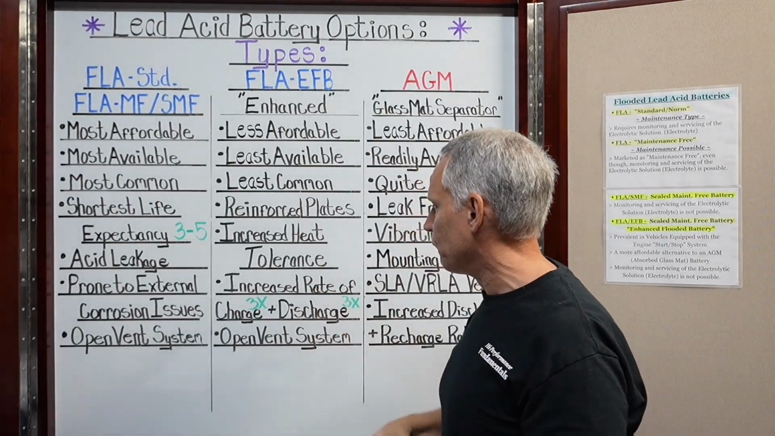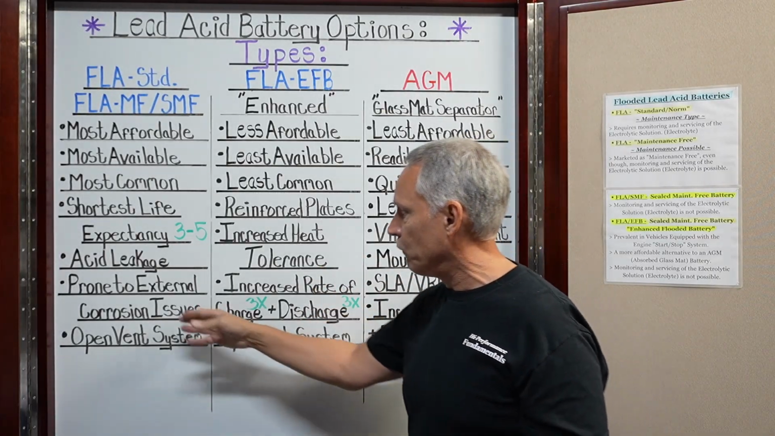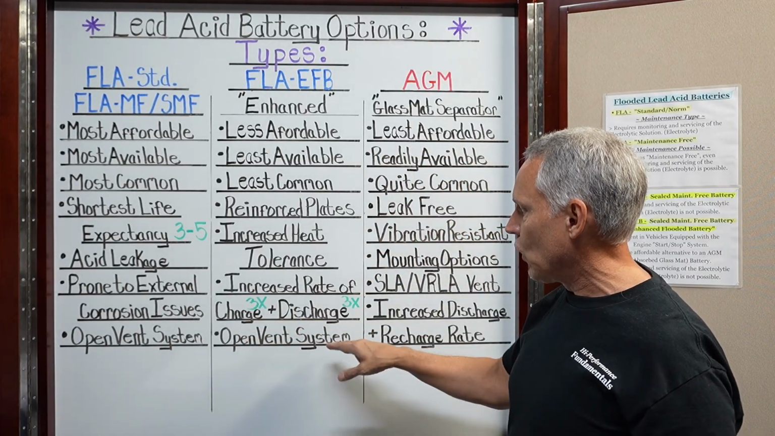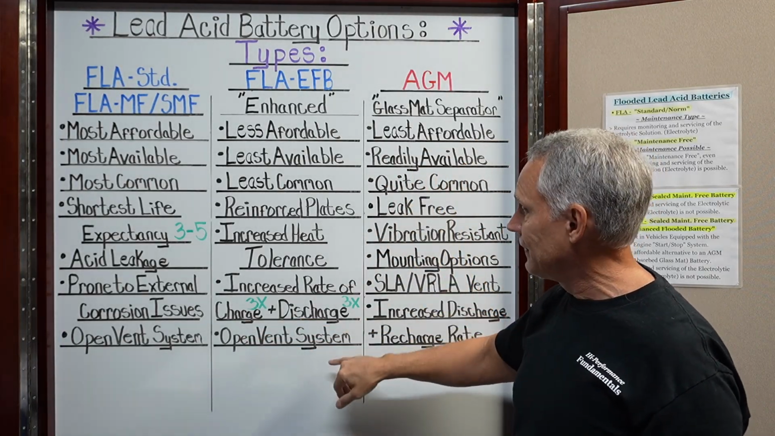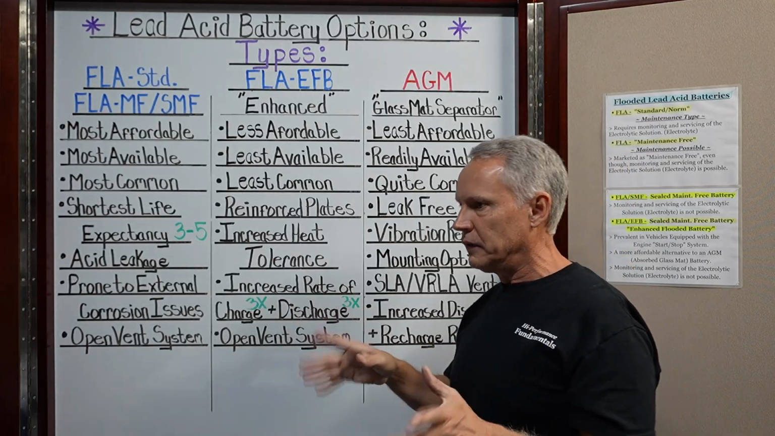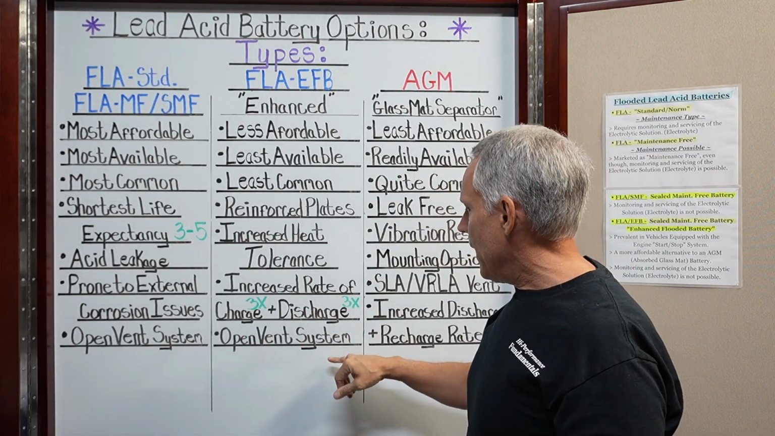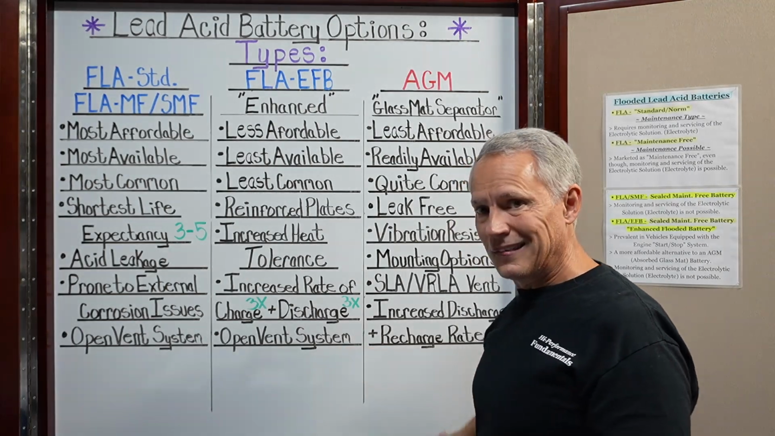So it has to be able to accept a faster recharge rate, which is what it does. And it is, just like the other, an open vent system. It's not a sealed lead acid battery. It is a sealed maintenance-free battery. Sealed in that, like I mentioned earlier, they don't want you getting in there. But it is an open vent system.